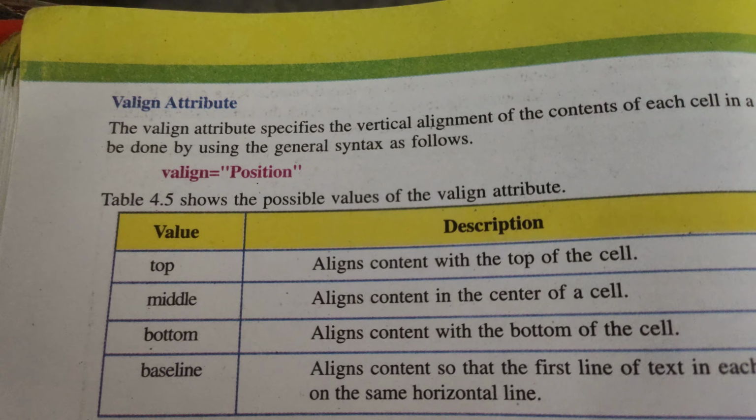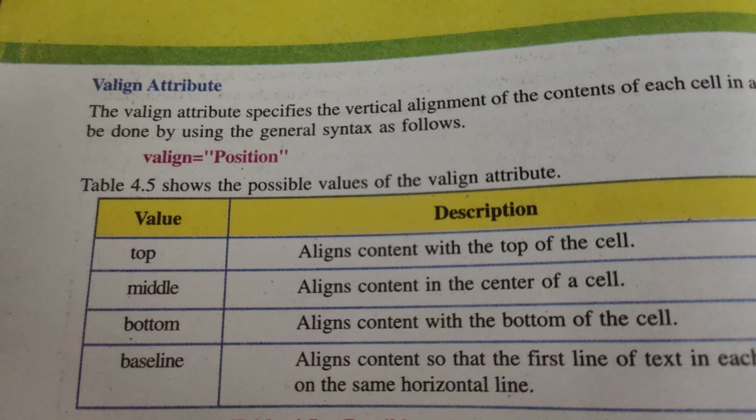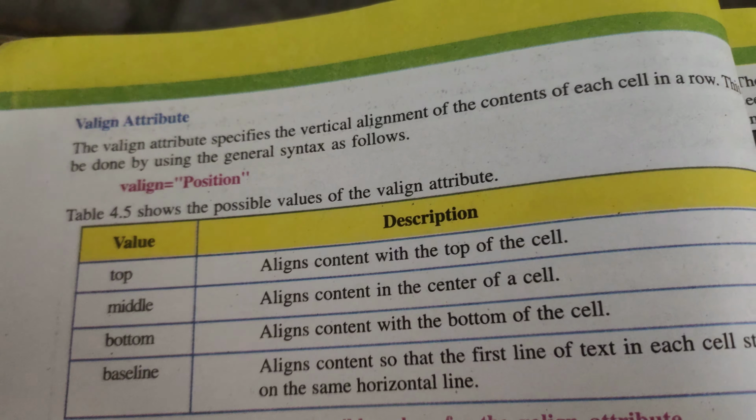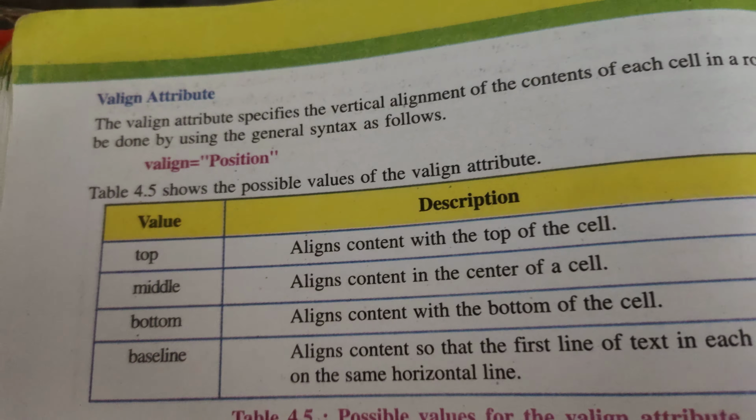What is the valign attribute? The valign attribute specifies the vertical alignment of the content of each cell in a row. Valign is specified for any row or column individually. Value and description of it: valign is of 4 types: top, middle, bottom and baseline. Top is for content aligned with the top of the cell. Middle, content in the center of a cell. Bottom, content aligned with the bottom of the cell. From the bottom of the cell if required, if you require it in the center, in the middle, or from the top.